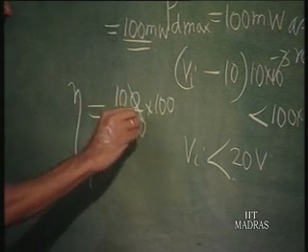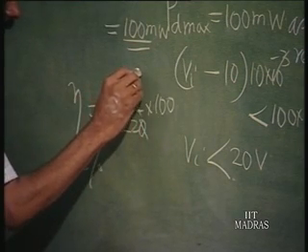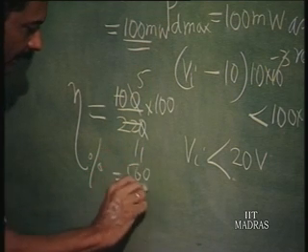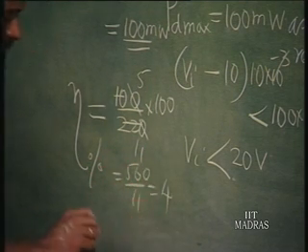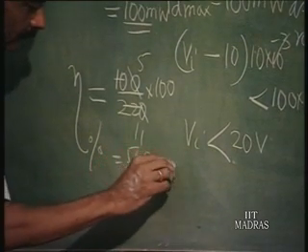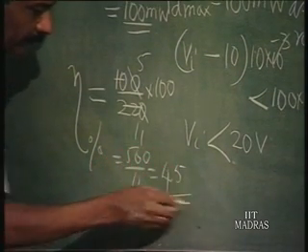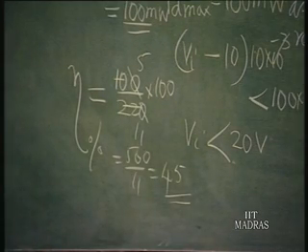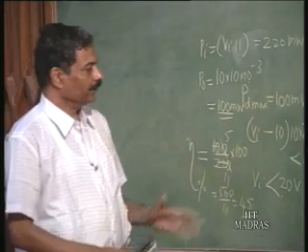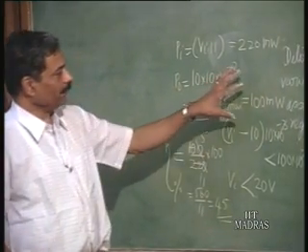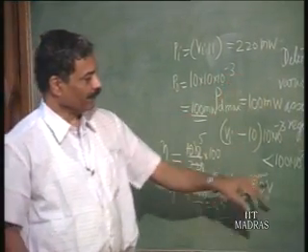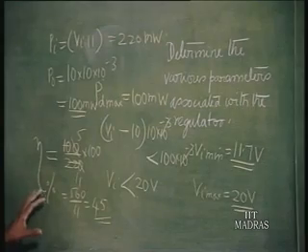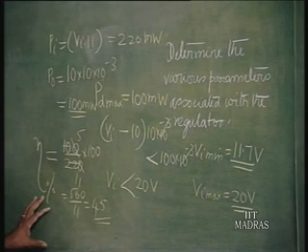So, 500 by 11, about 45% efficiency, right. So, we have now evaluated the maximum dissipation. Given this, we have evaluated V I max. Given this, we have found out the worst case efficiency to be less than 45%.